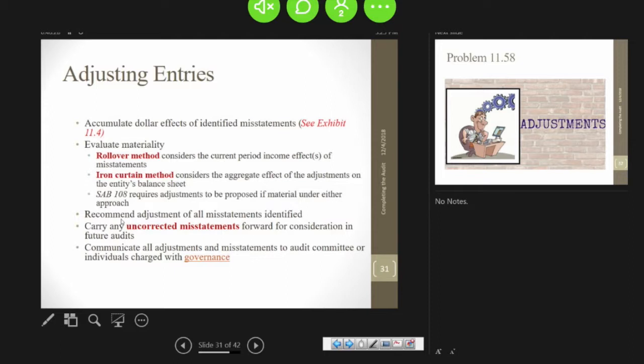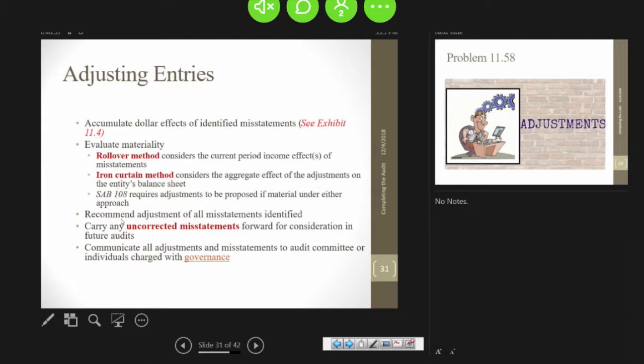So if you look at Exhibit 11.4, that is the 7,410. Meaning you consider that only. If you use the Iron Curtain method, you're going to consider prior period adjustments as well. So you're going to look at the cumulative effect of uncorrected misstatements from prior periods, and on Exhibit 11.4, that would be reflected in the number 25,410.